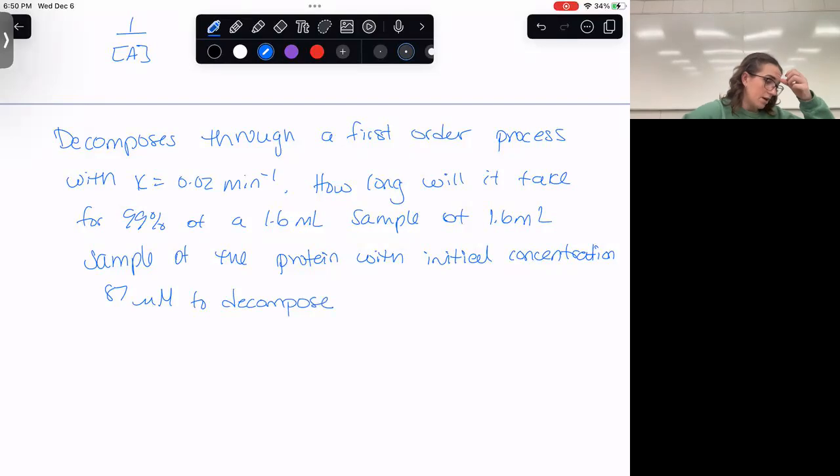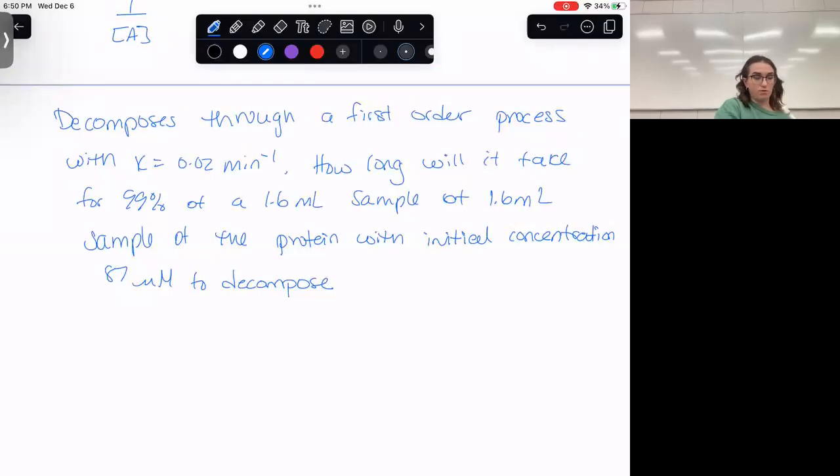Okay. So this protein decomposes through a first order process with k equal to 0.02 per minute. We want to know how long it will take for 99% of a 1.6 mL sample of protein with initial concentration of 87 micromolar to decompose. So does anyone know the first order integrated rate law?